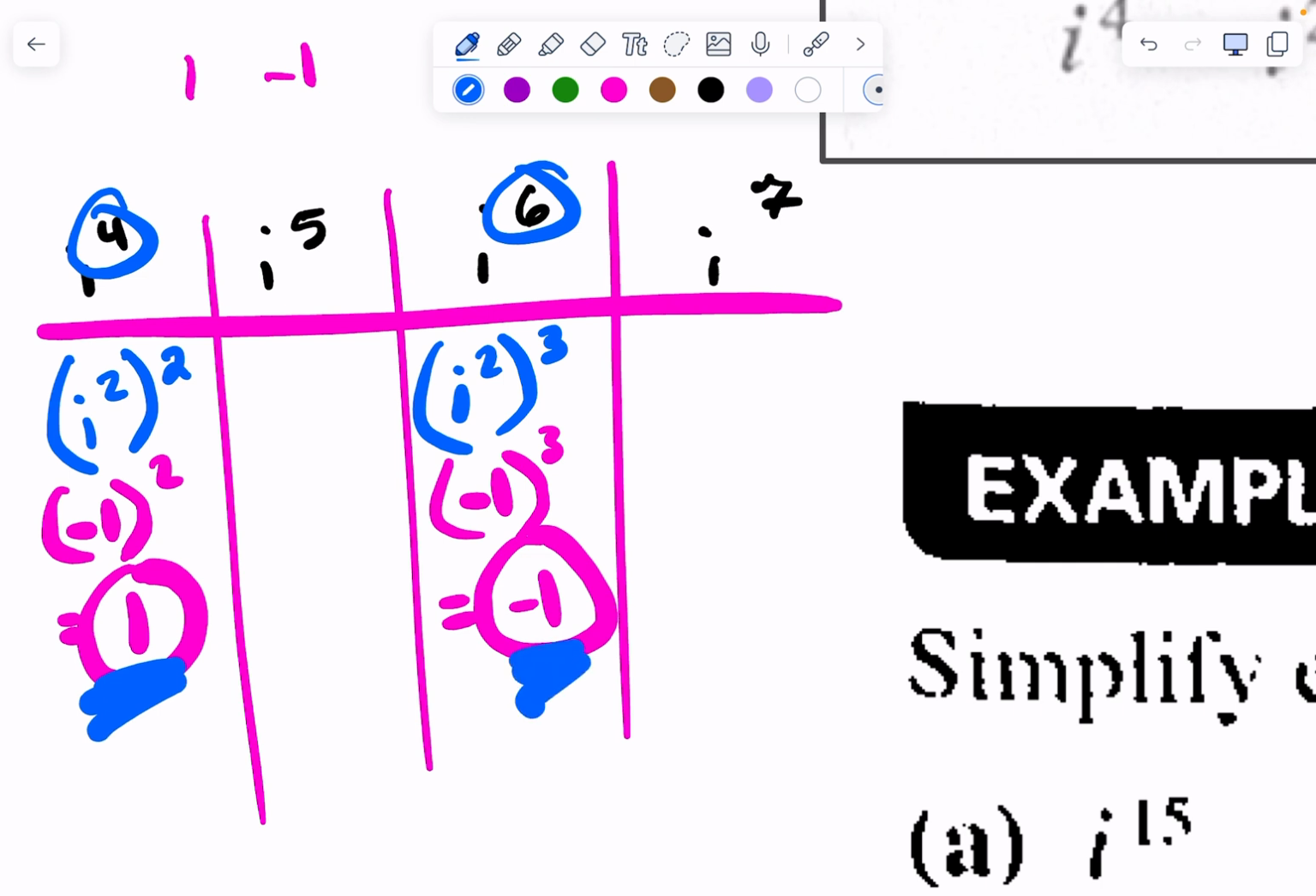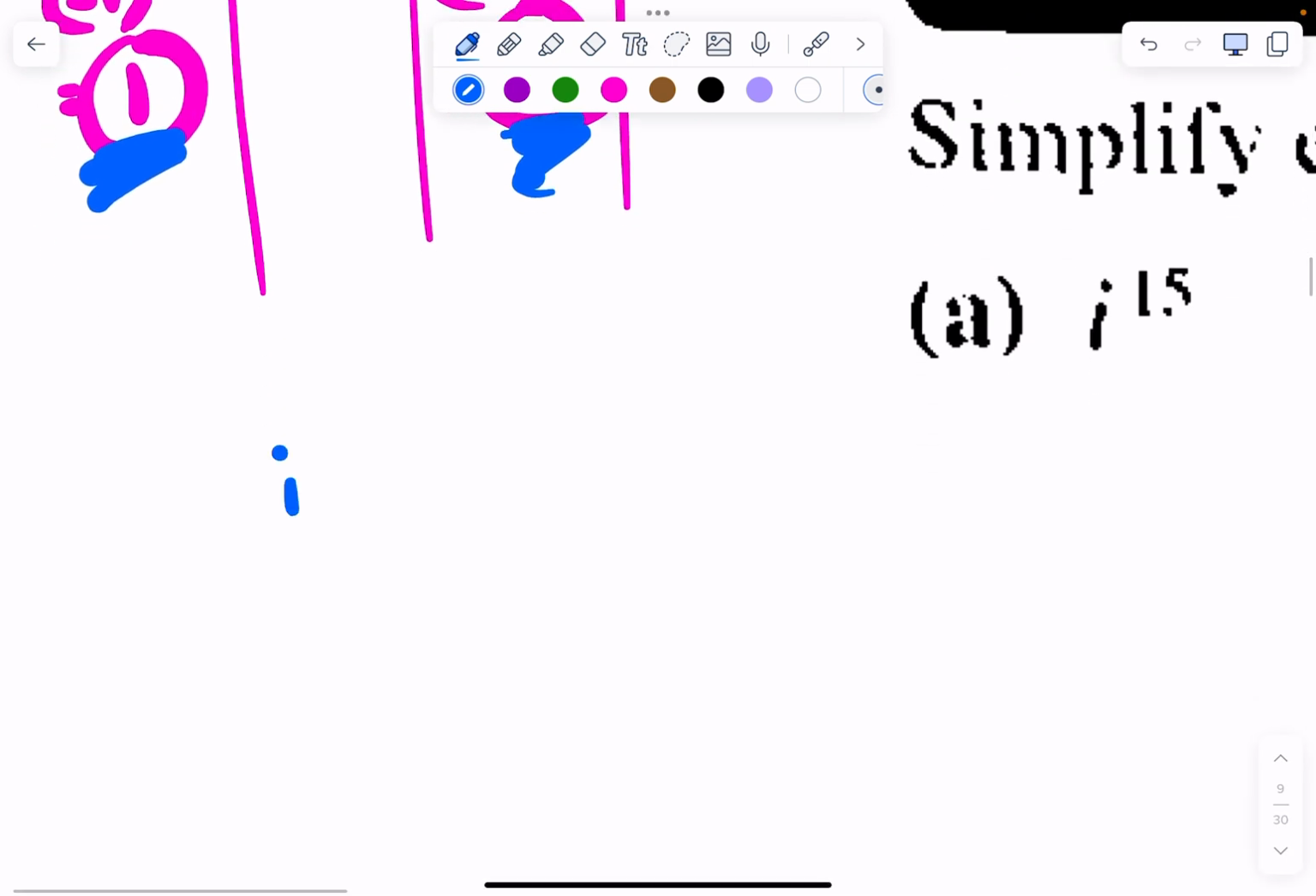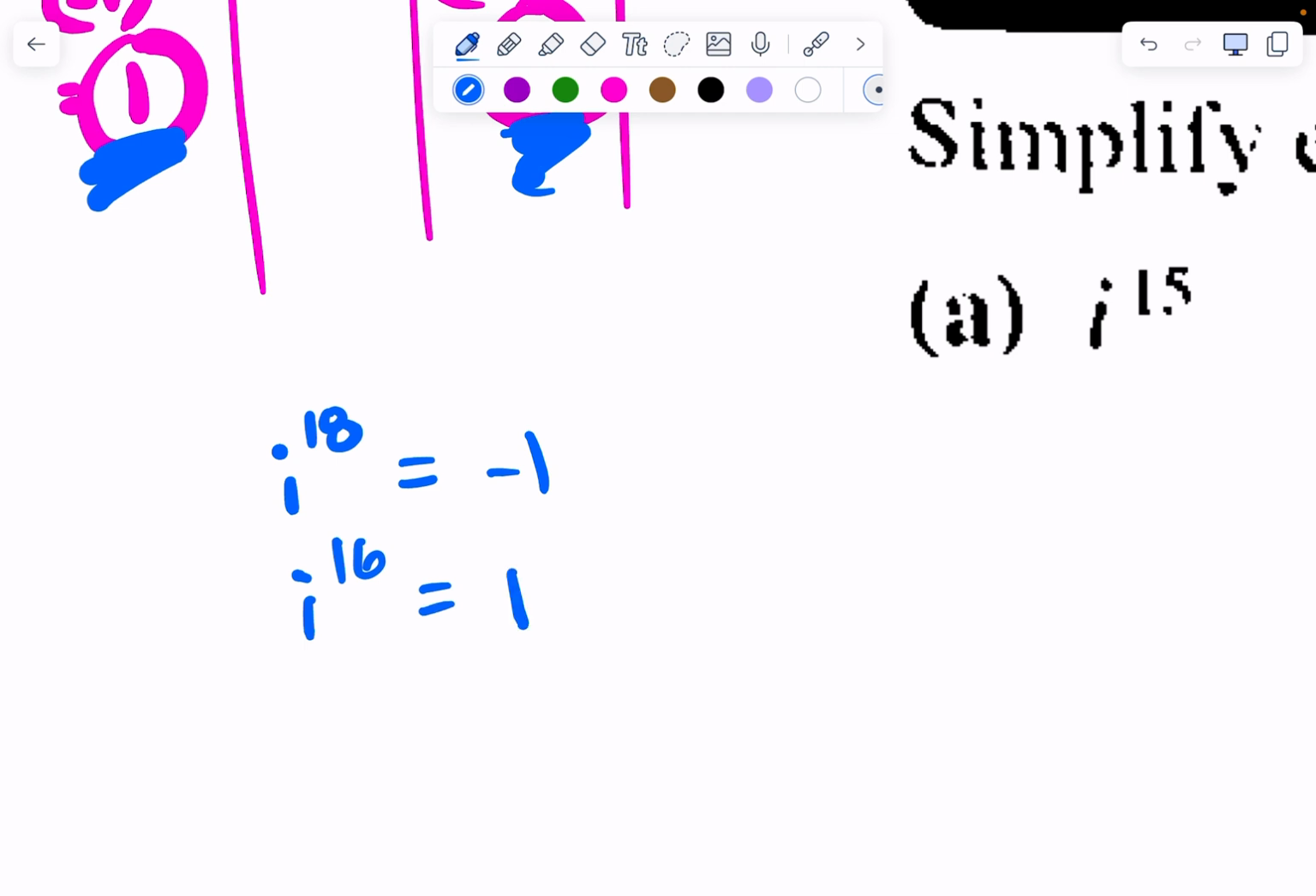Now, you can go even further and say, if it's a number that's divisible by 4, it's going to be positive 1. If it's not divisible by 4, like 6 is even, but it's not divisible by 4, it's going to be a negative 1. So let's say I have I to the 18th power. Is that going to be 1 or negative 1? Negative 1, right? 18 is even, but it's not divisible by 4. I to the 16th power is divisible by 4, so that's going to be a positive 1. Does that make sense?